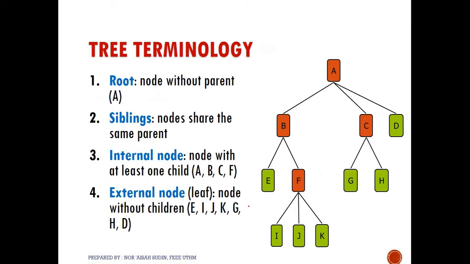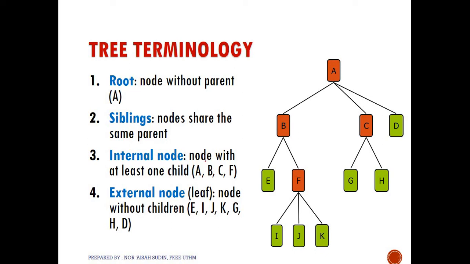This is the normal terminology for a tree. We begin with the root. A root is a node without a parent. So A is the root, because A has no parents. Siblings are nodes that share the same parent. So B, C and D are siblings because they share the same parent, which is A.